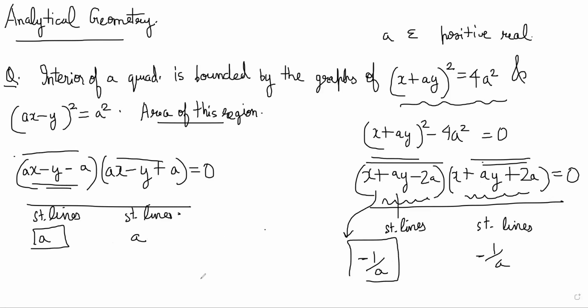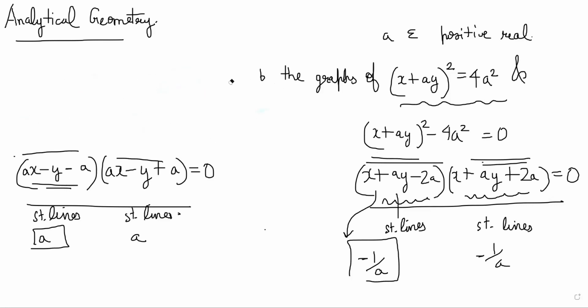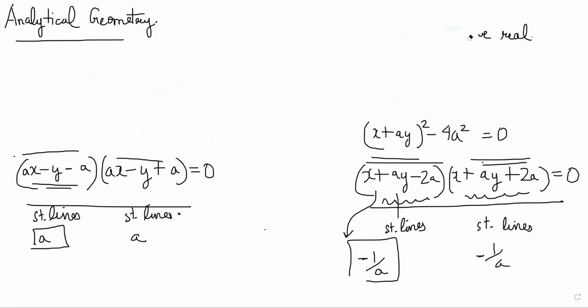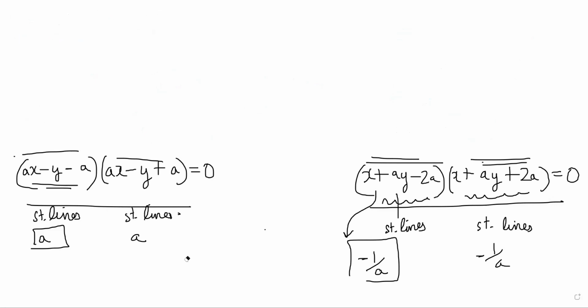I'll just rub off this part and I will try to draw the figure now. If you have a situation like this, let's try to draw the figure for this. The slope is negative, so it's a falling graph, right? And if you put 1 point, let's say x is 0, then you get y is equal to 2a by a, which is 2, right? So 0 comma 2 is a point on it.